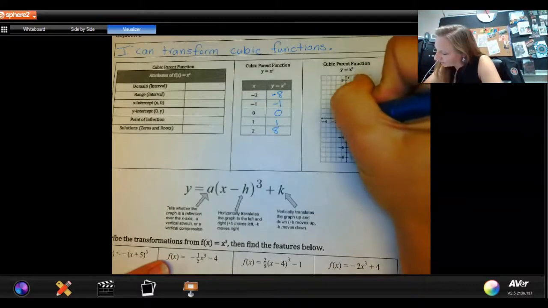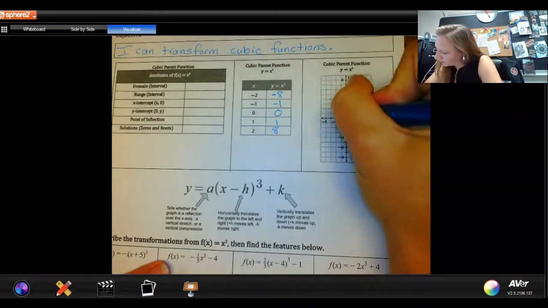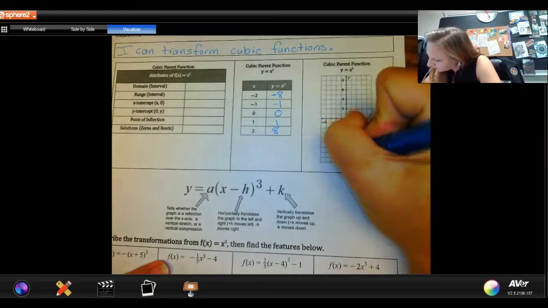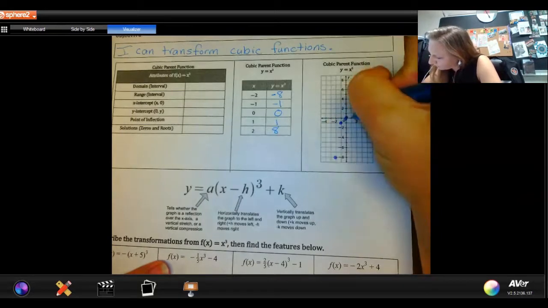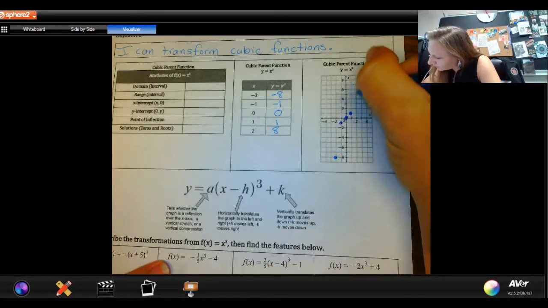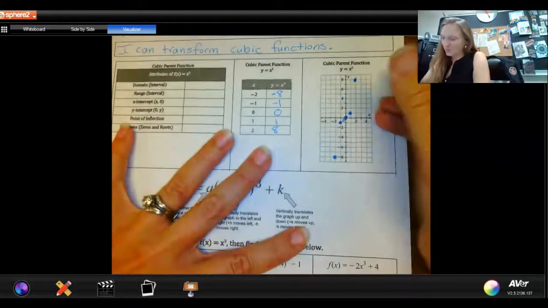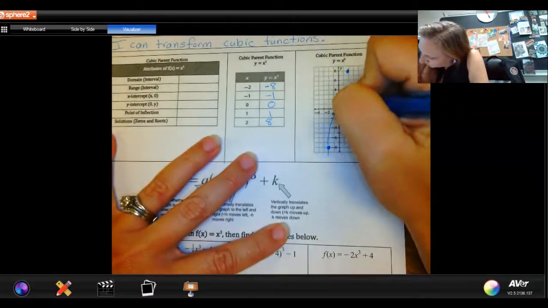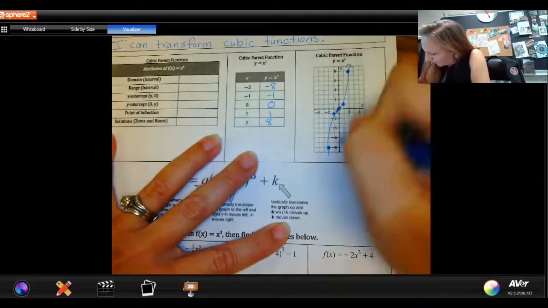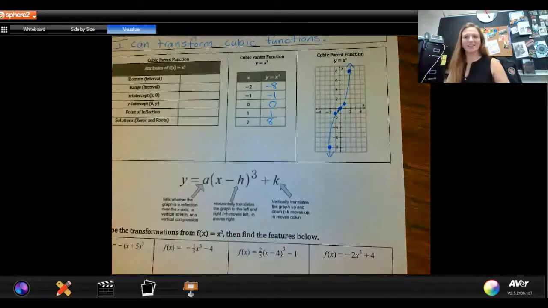And I have (-1, -1), (-2, -8). Okay, go ahead and connect your points. And you should get this little squiggly looking graph. This is called the cubic function.